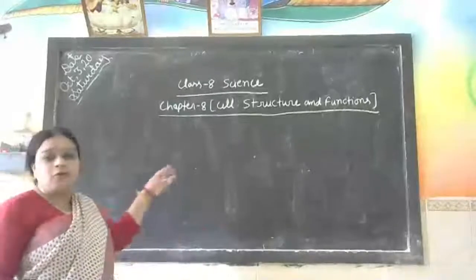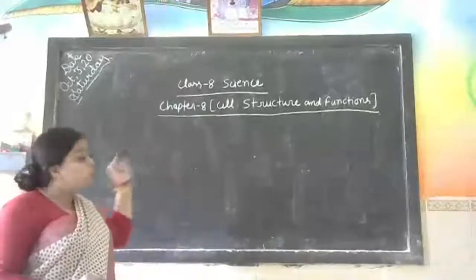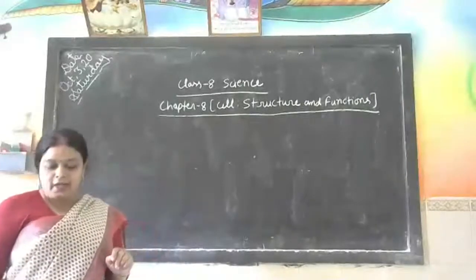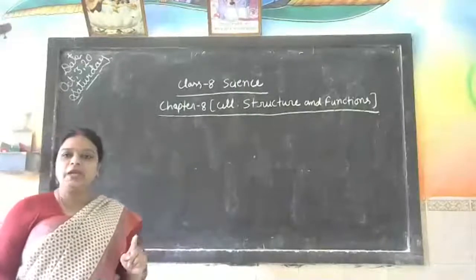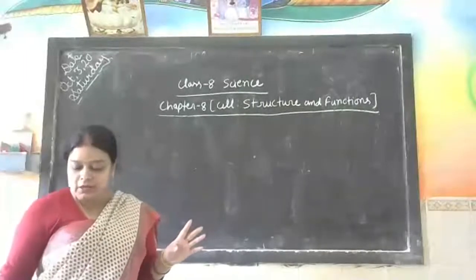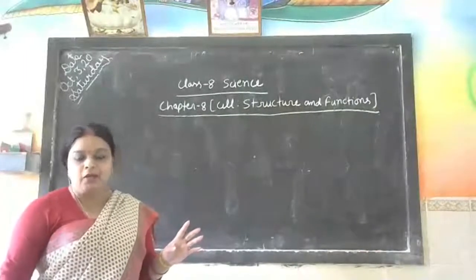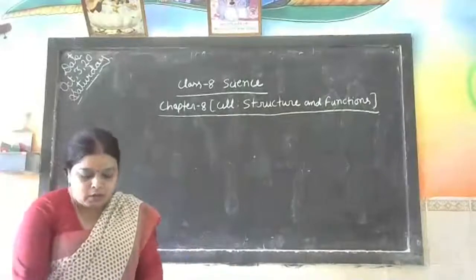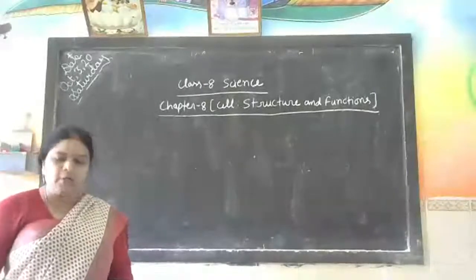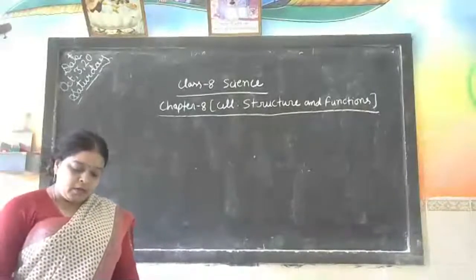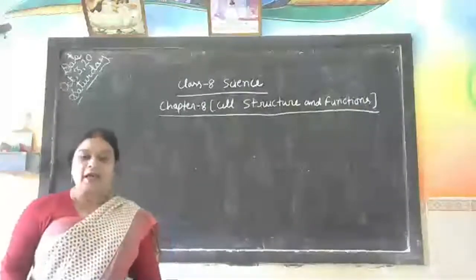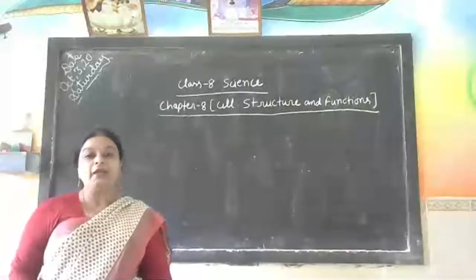Now we start our chapter. We continue our chapter 8, cell structure and function. Yesterday, we studied cell shape and size. So, let us understand about cell shape. We studied in cell shape that there are many types of shapes. These are spindle-like, flat, oval, irregular, disc-like, round, cylindrical, cube-like, and elongated.